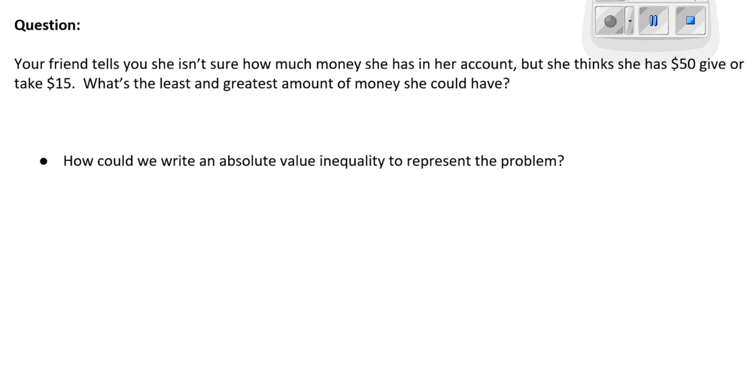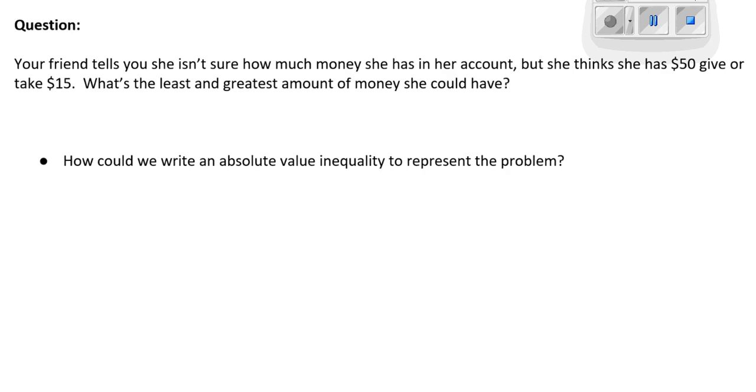So for the first time we've talked about this. This is tolerance. And so a couple examples for us to get us started here. This first one says your friend has $50 in the bank account, give or take $15. Okay, so what's the most and least amount of money she could have? Okay, so how do we represent that?